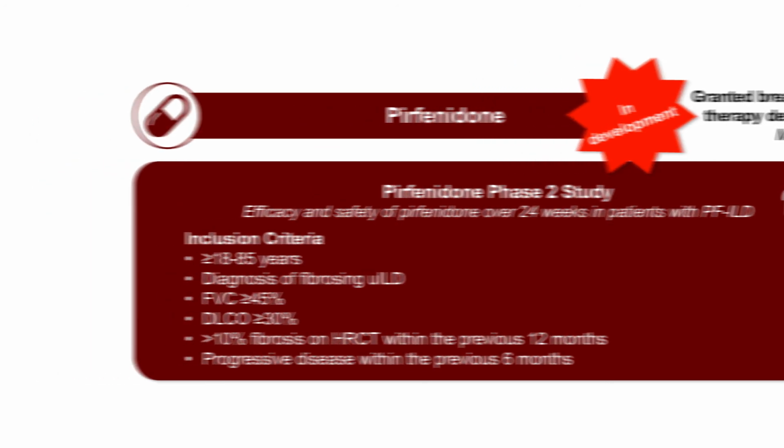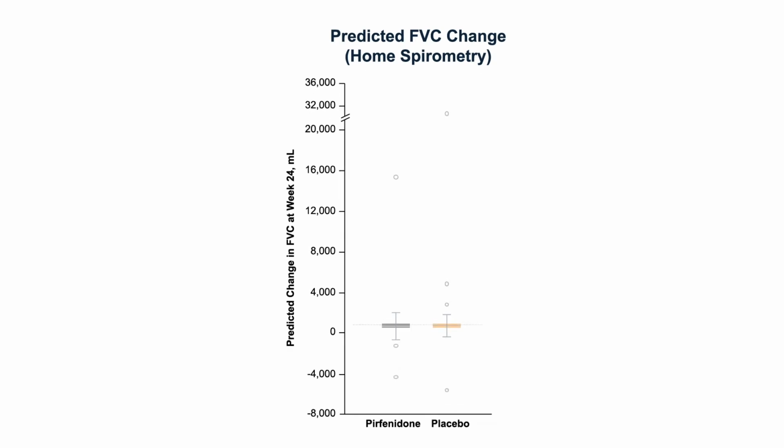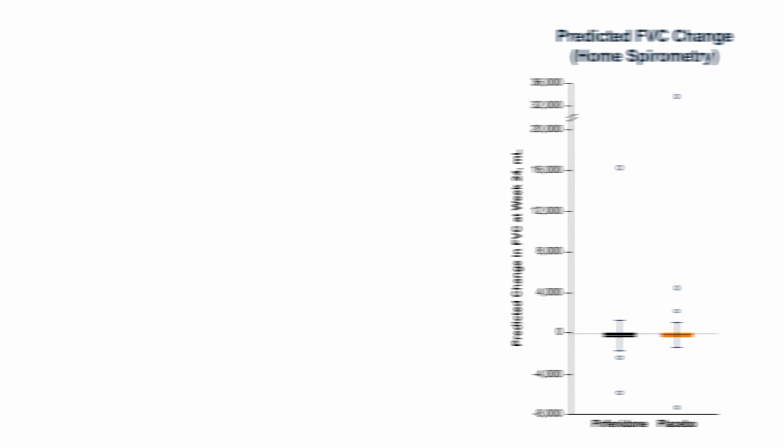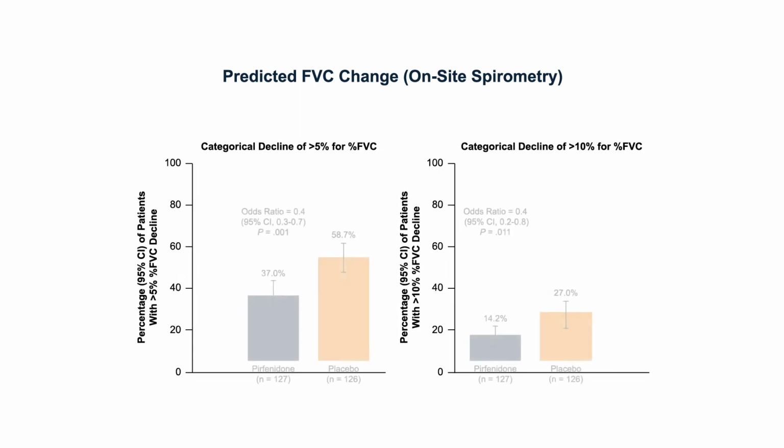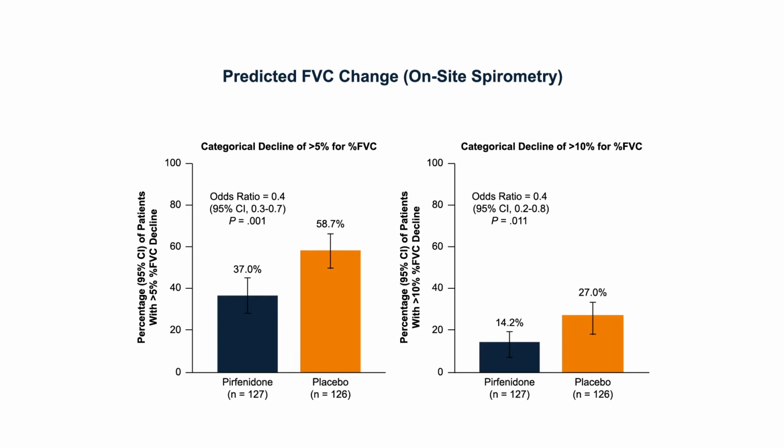6 months. Our primary endpoint results here, predicted FVC change from baseline to week 24 measured by home spirometry. You can tell in the pirfenidone group, we had less of a decline compared to the placebo group. So pirfenidone and nintedanib are both effective, right? Secondary endpoints, FVC change from baseline to week 24. You can see it here, again, more patients declined not on therapy.